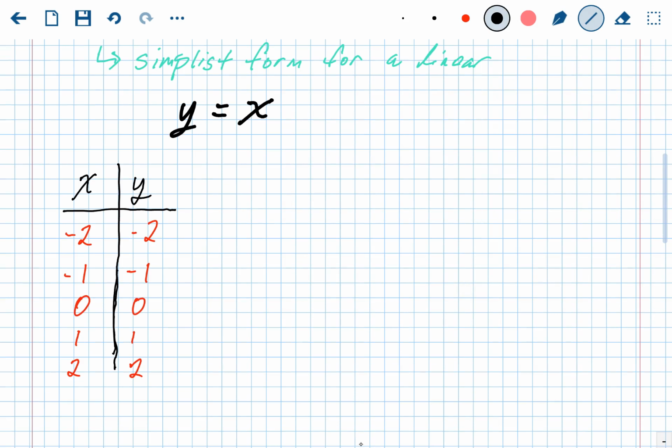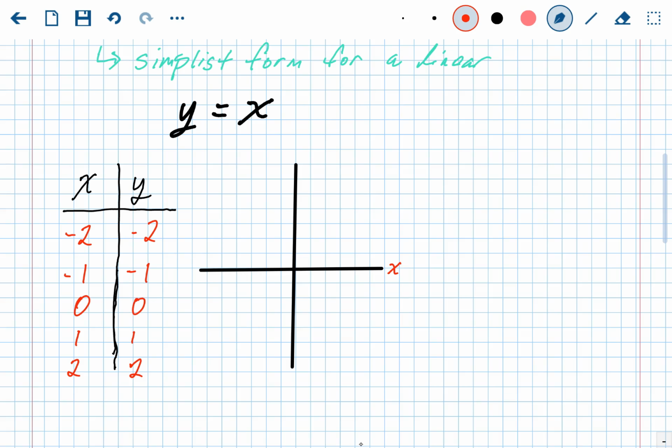From that, we could create a graph. Remember the other way we could write functions is graphing them. So if we graph these points, remember the x-axis is the horizontal one, positive to the right, negative to the left. The y-axis is the vertical one, positive y goes up, negative y goes down. When you're graphing ordered pairs, you go over the x value, left if it's negative, right if it's positive, and you go up the y value, positive up, negative down.